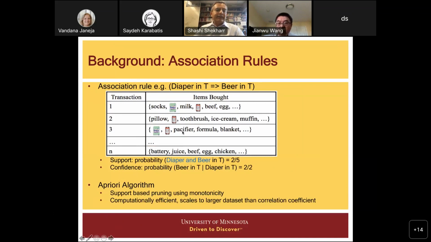Now, it turned out this data set was so big that they could not run correlation coefficient or chi-square. So they had come up with a slightly weaker statistic, which had much better computational properties. Of course, there was a debate between statisticians and data miners about whether this is statistically meaningful or not, but it took hold, right? This was very popular.